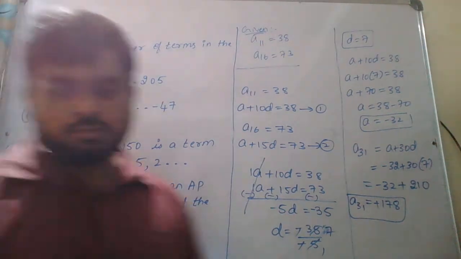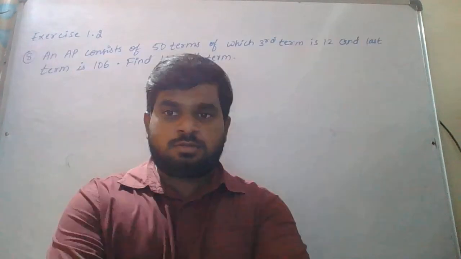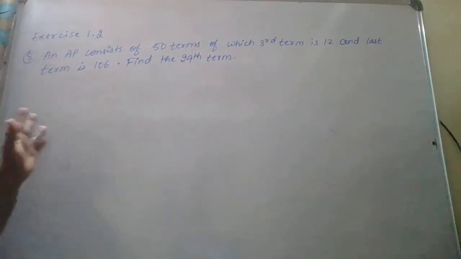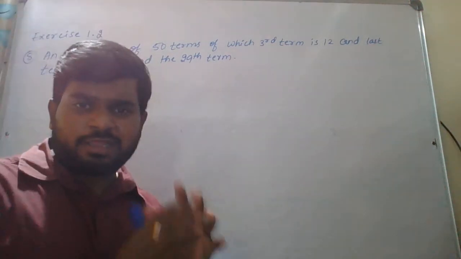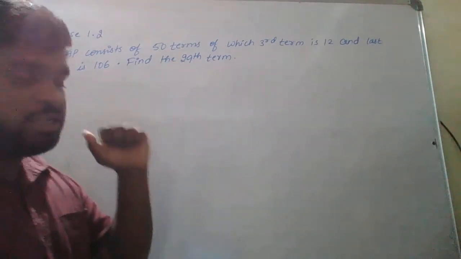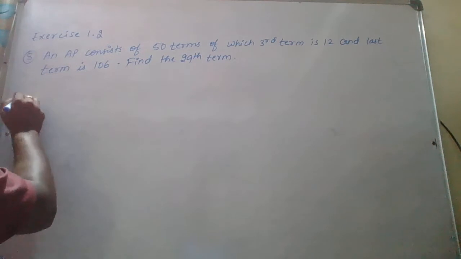Okay. So let's look into the other problem, students. That is the next problem. Okay, students, in the next problem, an AP consists of 50 terms. Okay, totally there are 50 terms. There are 50 numbers. Of which the third term is 12. Okay, so let's write the given thing.